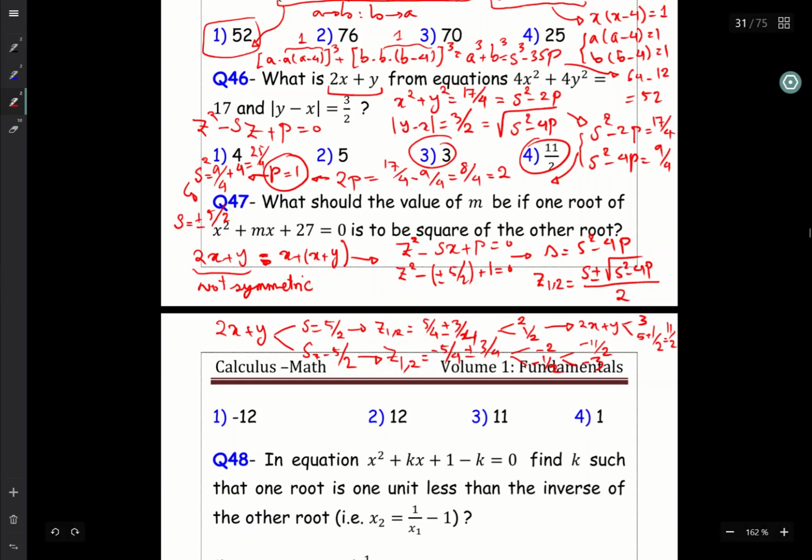Question 47. What should the value of m be if one root of x squared plus mx plus 27 equals 0 is to be a square of the other root? So we have two roots, x1 and x2, and we know that x1 is x2 squared. Alright, this is very interesting. Now again, we don't know what m is, but we immediately know the sum of the two, x1 plus x2, is minus m, and the product x1 times x2 is 27, right? So we know this.